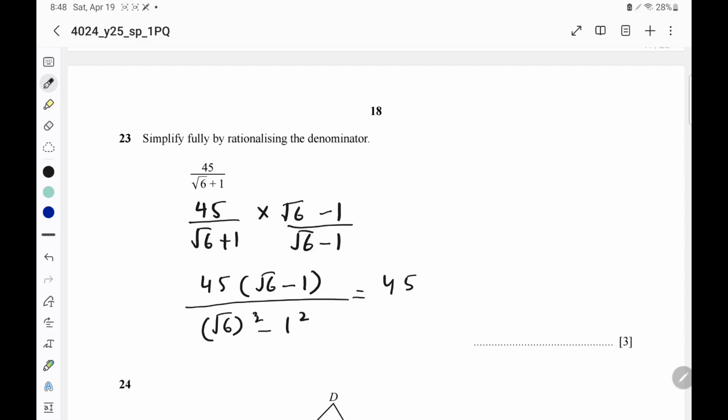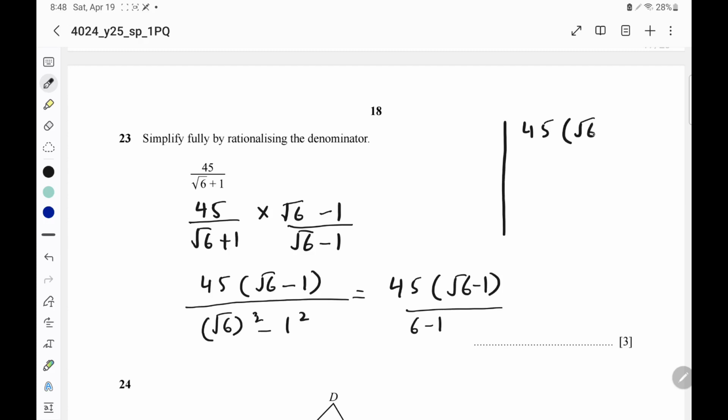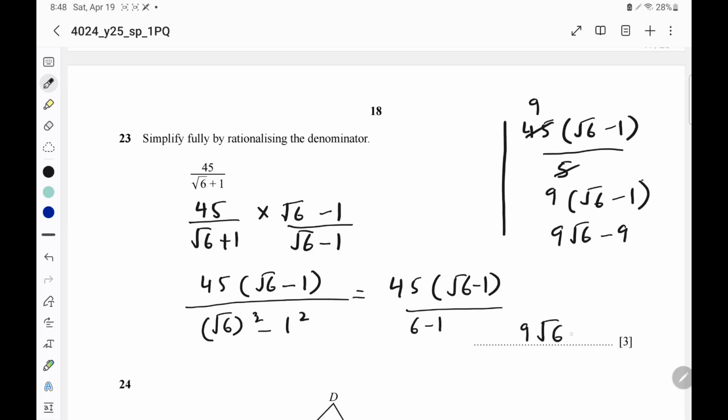All right, okay, so don't multiply 45 yet, maybe it will cancel later. 45 times square root 6 minus 1 upon 6 minus 1, which is 5. So that is 45 times square root 6 minus 1 divided by 5. 5 times 9 is 45. So 9 times square root 6 minus 1. Either you can write 9 square root 6 minus 9.